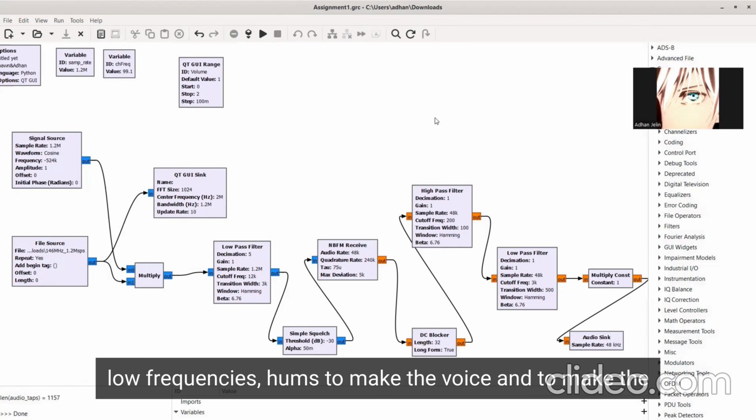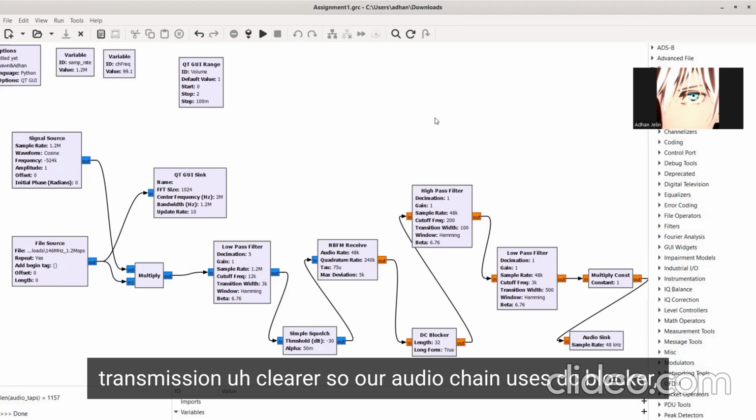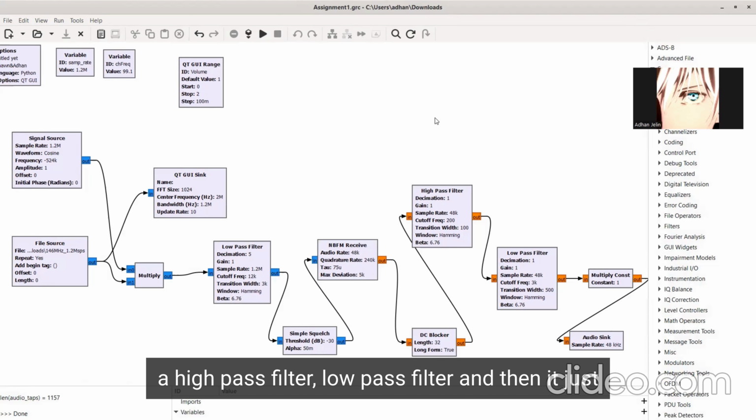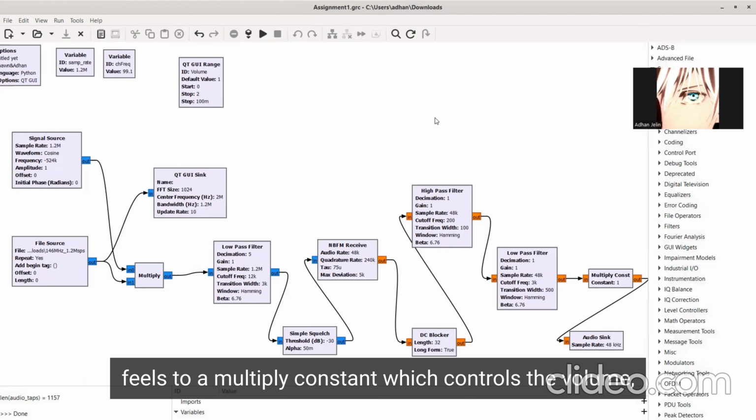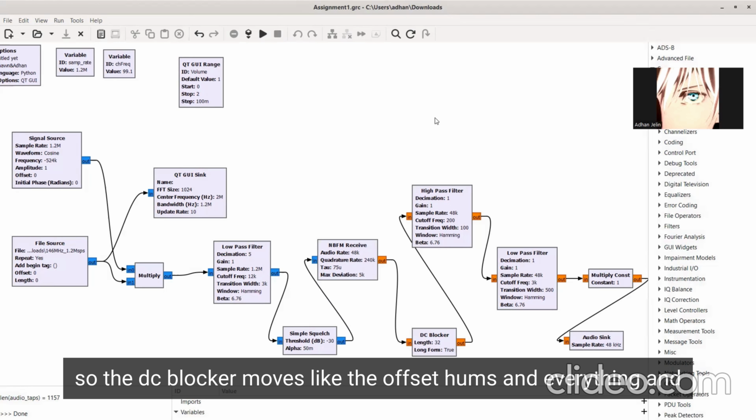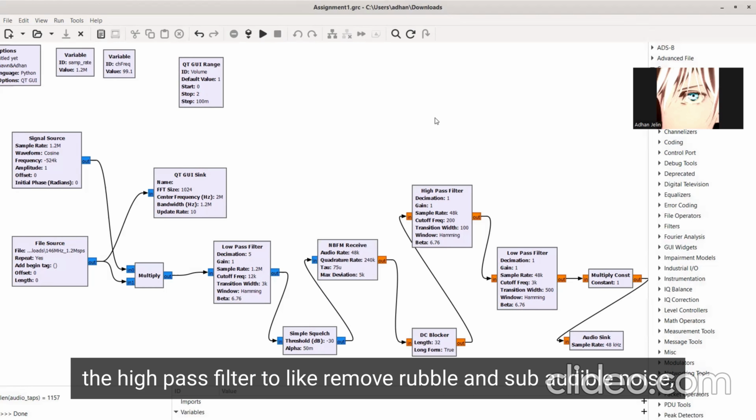and low frequency hums, to make the transmission clearer. So our audio chain uses a DC blocker, a high pass filter, a low pass filter, and then it feeds to a multiply constant, which controls the volume. The DC blocker removes the offset hums, and the high pass filter removes rumble and sub-audible noise.